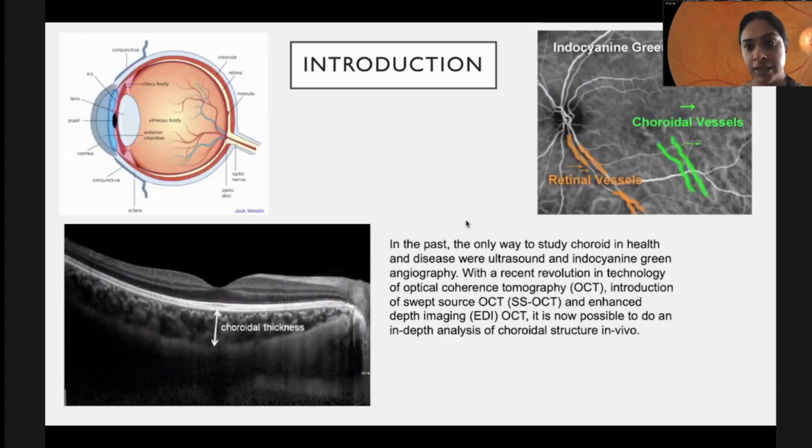So to give a basic introduction, since most of you are non-ophthalmologists here, the choroid is the layer of the eye behind the retina, which supplies all the blood supply to the retina. And earlier, the only way to study the choroid was through ultrasound and through ICG angiography, as shown in this picture. The vessels on the top are the retinal vessels, and the vessels at the bottom are the choroidal vessels.